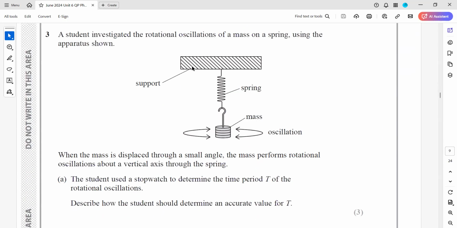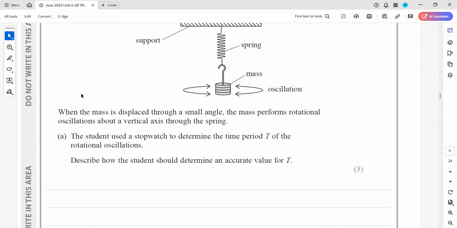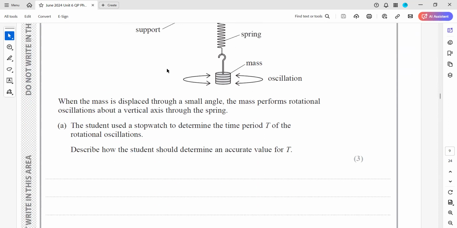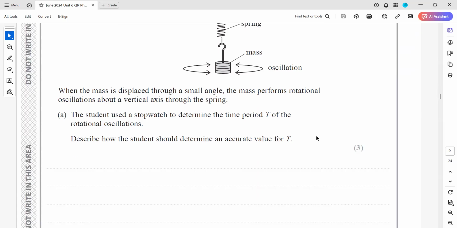The student investigates the rotational oscillation of a mass on a spring using an apparatus. When the mass is displaced through an angle, the mass performs a rotational oscillation. The student uses a stopwatch to determine the time period. Describe how the student should accurately determine the value of the time period.